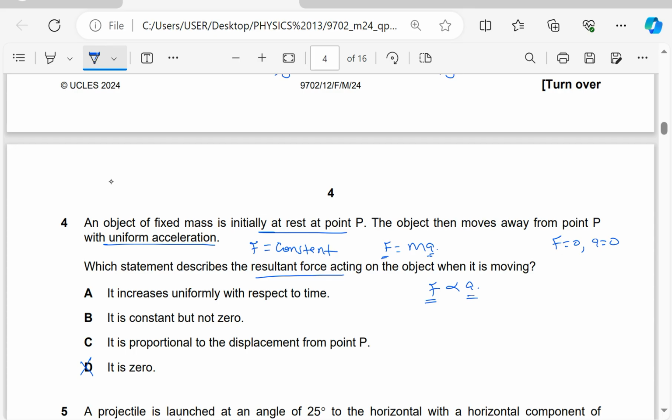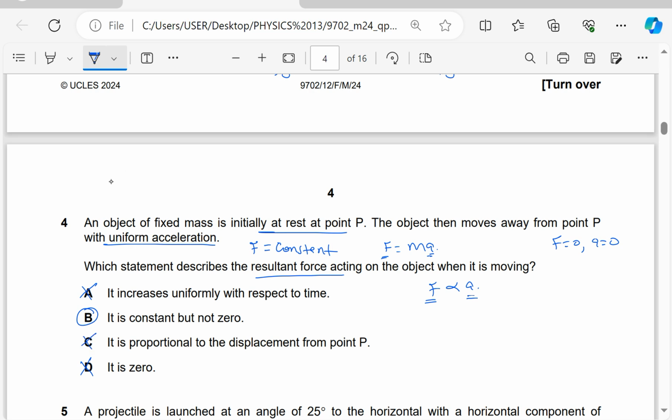It increases uniformly with respect to t. A is also wrong, because we said resultant force is directly proportional to acceleration, and since the acceleration is uniform or constant, the resultant force must be constant. It is constant but not 0, so the answer is going to be B. It is proportional to the displacement from point P. Of course, the resultant force is directly proportional to the acceleration, so C is automatically wrong.